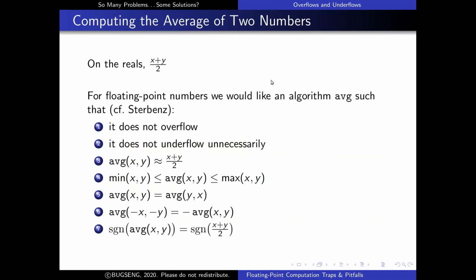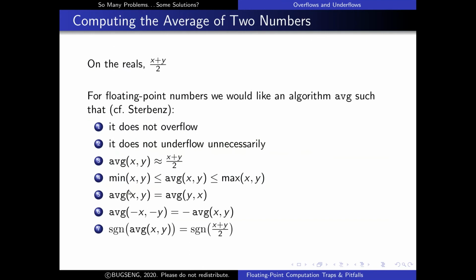Ideally, we would want to have all these properties. We want an algorithm, these are due to Disturbance by the way, that does not overflow, that does not underflow unnecessarily, such that the result is approximately equal, possibly correctly rounded, but okay, we are willing to give up some precision, to the real result.